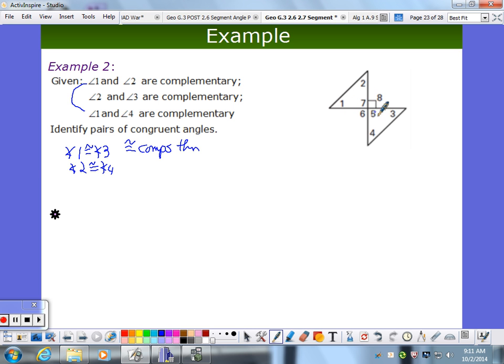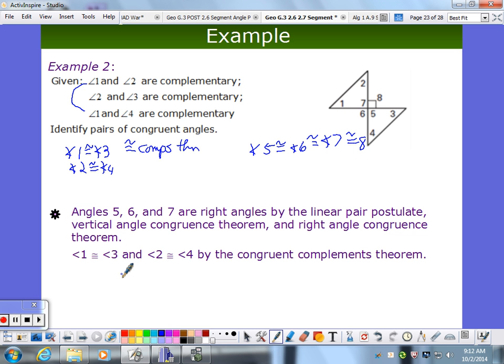These are all right angles, right? So you're looking for congruence. So angle 5 is congruent to angle 6, is congruent to angle 7, is congruent to angle 8. I don't think that 1 and 2 are congruent to each other. I don't think I have that evidence. Let me see what I got here. Yeah, they're complementary. They are going to add up to 90, but I don't know that they're both equal.